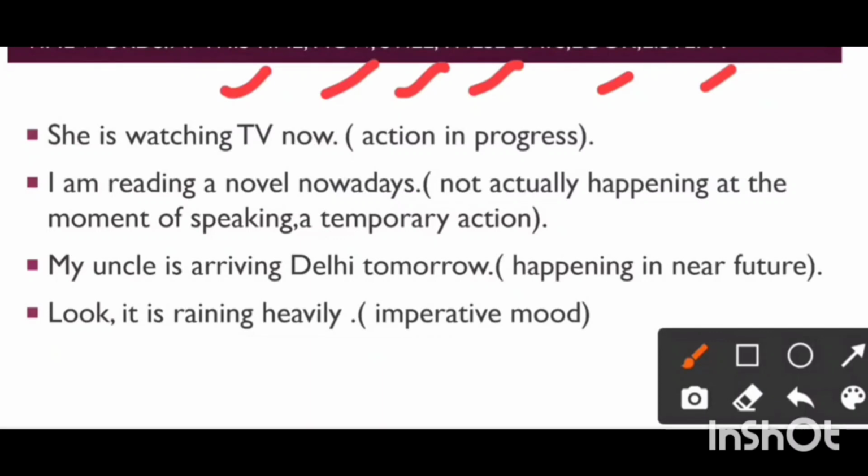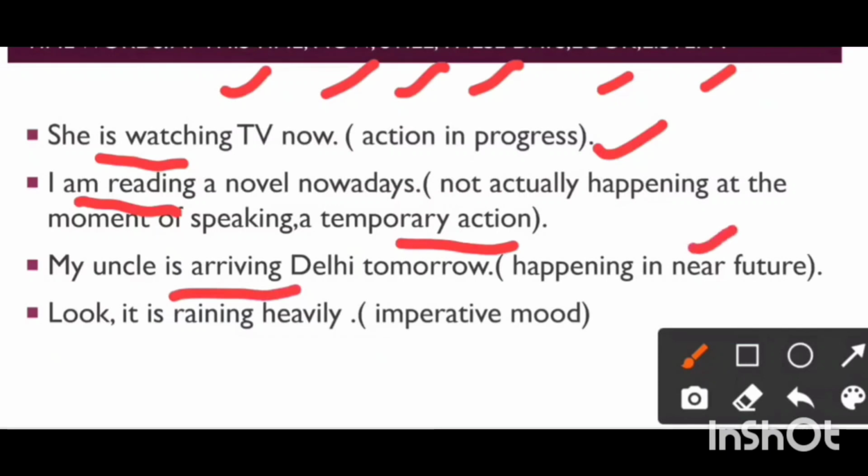See the examples. She is watching TV now. Is watching shows action in progress. I am reading a novel nowadays. Am reading shows a temporary action which is not actually happening at the moment of speaking. My uncle is arriving in Delhi tomorrow. Is arriving is showing the action happening in the near future.